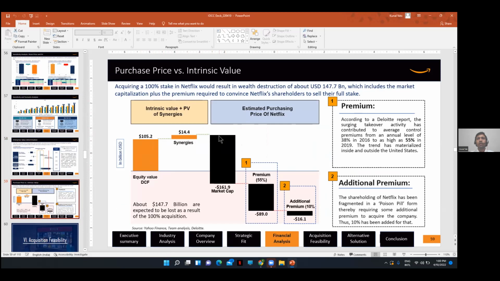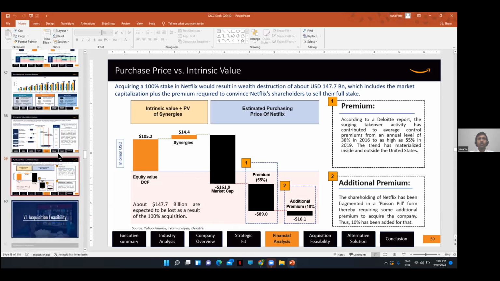But now we try to understand what we'll end up paying in the real world. We'll end up paying obviously the whole market cap of Netflix, followed by a premium, and in the notes we've written why the premiums are high in this industry. And then maybe an additional premium as well, which is something specific to Netflix, since it initiated a poison pill program and it does not allow takeovers so easily. So in essence, you should have paid 105 plus 14, but you'll end up paying this whole amount, and there's an extra 147 billion that you're ending up paying for this transaction, which did not make it financially feasible.